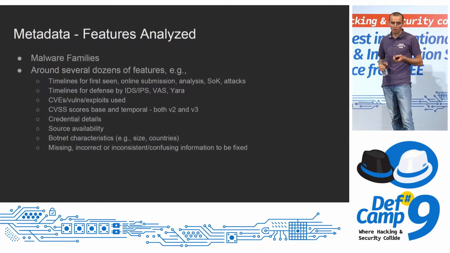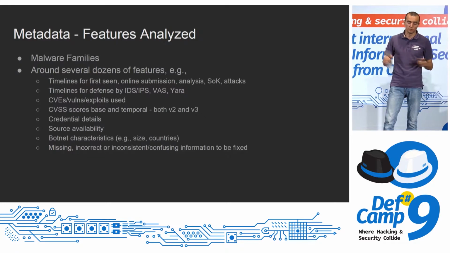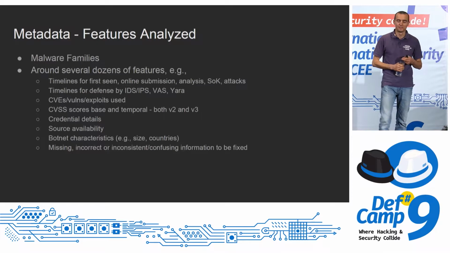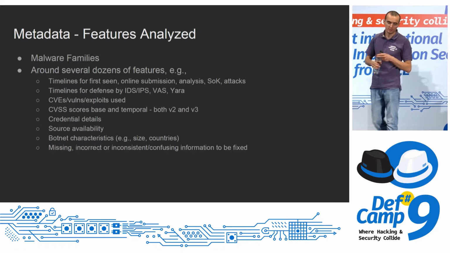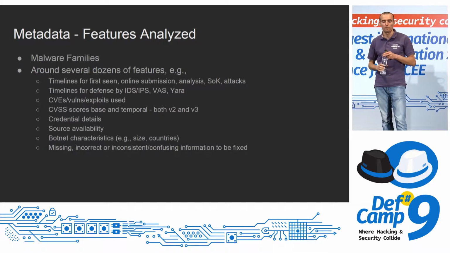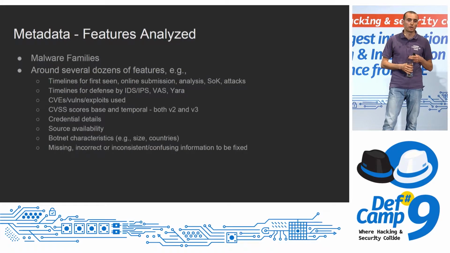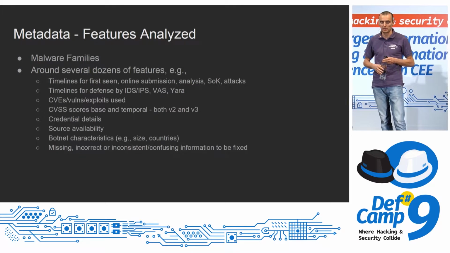So for malware families, we started with a few features and then it quickly grew to several dozens of features. Some of them are more like a timeline: the first seen of a malware, and the first online submission, meaning when somebody submitted it online for analysis, because sometimes somebody is just having a suspicion or is testing their own exploit.